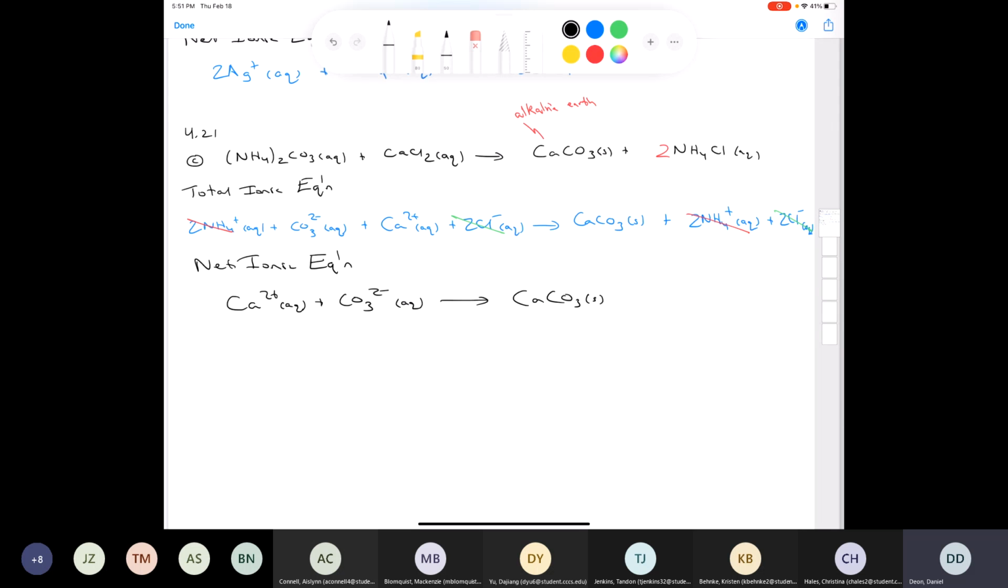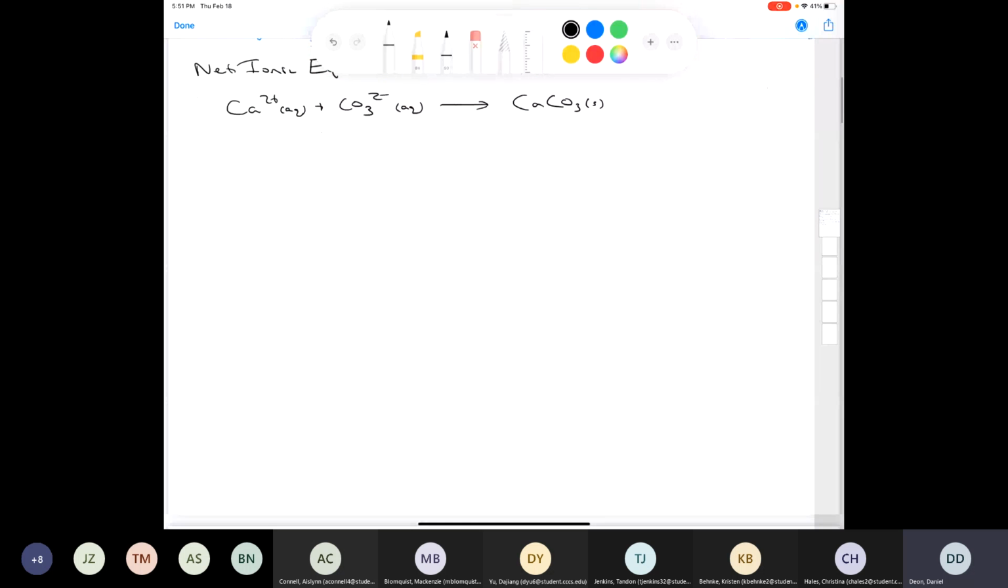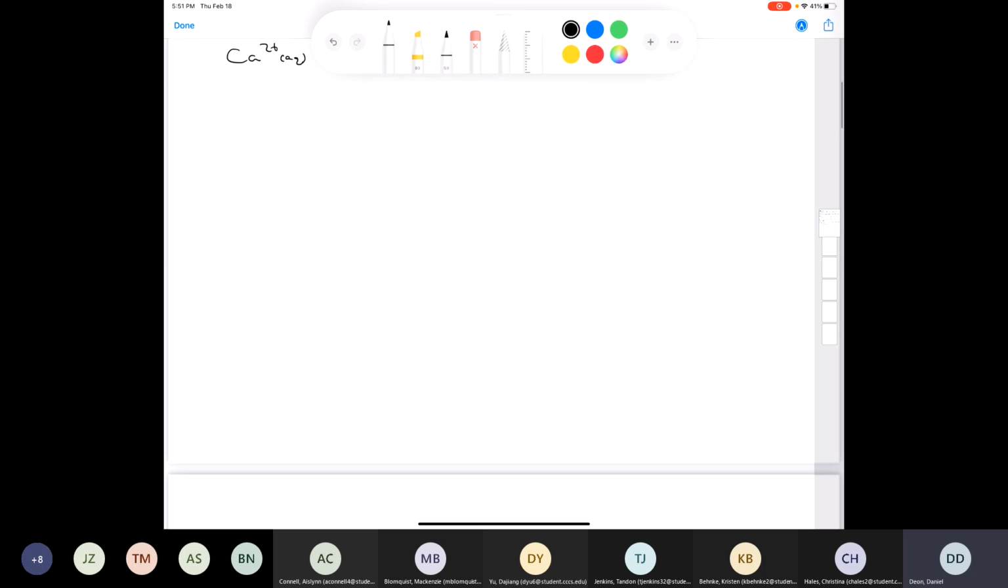Let's see here. I had some other ones. Let me go back to the textbook here. Let's try balancing some acid-base reactions. And I don't know if we're going to do all of these, but let's try 4.33. I want to do this more to practice balancing the equations. So this is 4.33. Why don't we start with A?